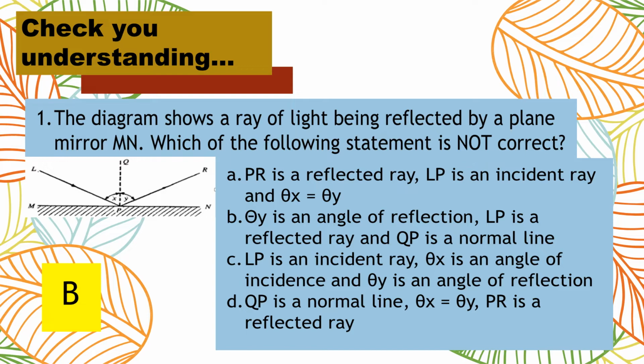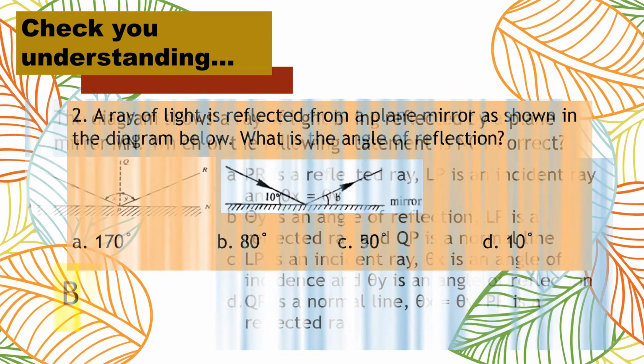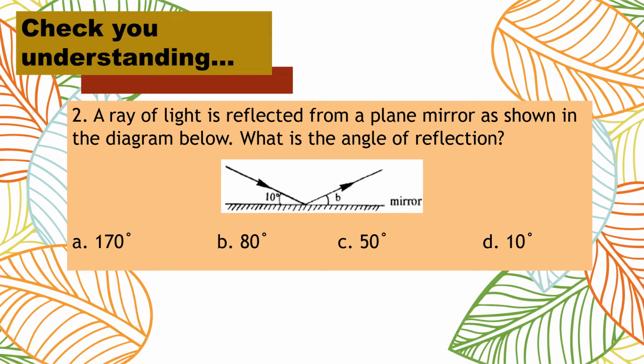Number 2. A ray of light is reflected from a plane mirror as shown in the diagram below. What is the angle of reflection? As you can see on the illustration, the mirror and the incident ray create 10 degrees. Now, what would be the measurement of angle B? Of course, also 10 degrees.